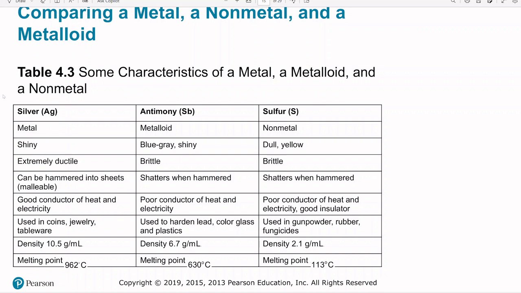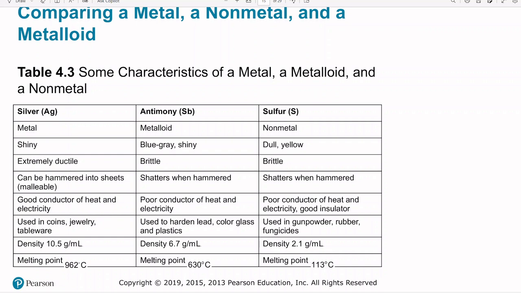Silver is shiny, ductile, can be hammered into sheets and drawn into wires, is a good conductor of heat and electricity, and is used in coins, jewelry, and tableware. It has a high density and a high melting point.